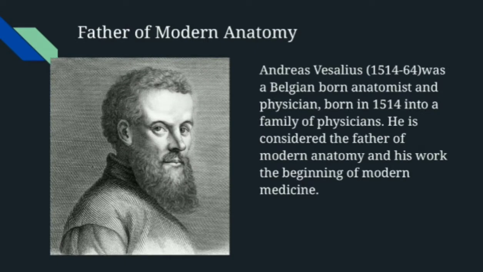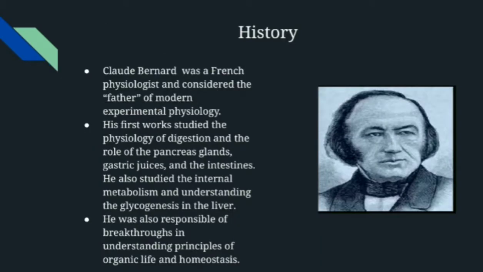Now let's discuss two people who have ties with the history of modern anatomy and physiology. The first one is Andreas Vesalius. He was born in the year 1514 and was a Belgian physician, and he became the father of modern anatomy. He was known for his work at the beginning of modern medicine.